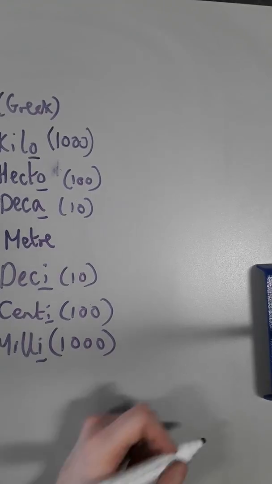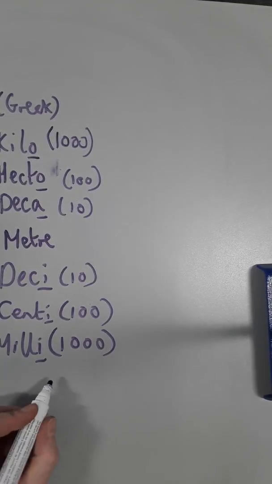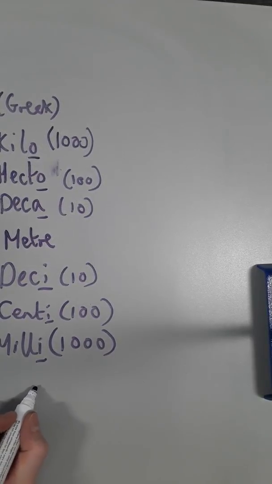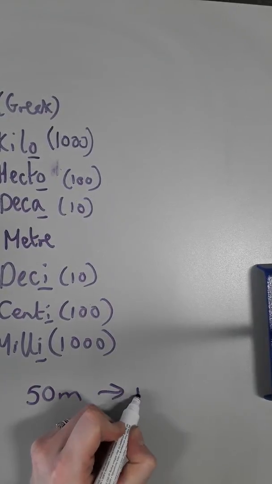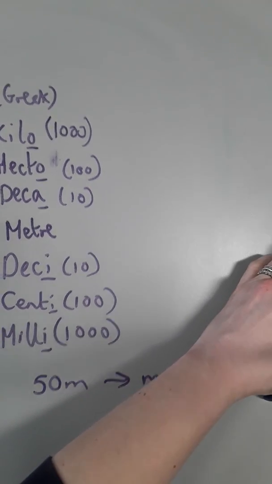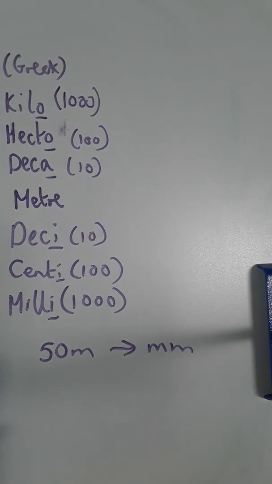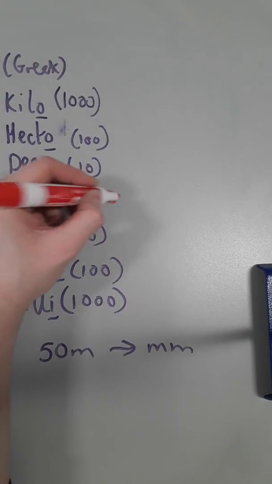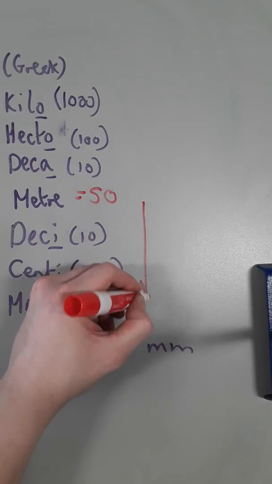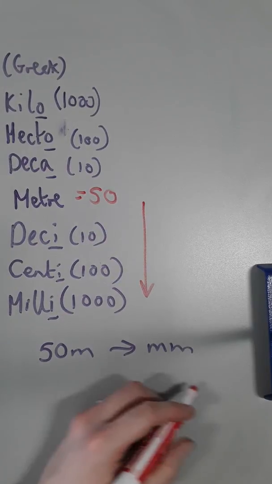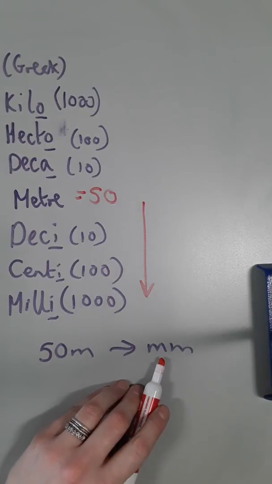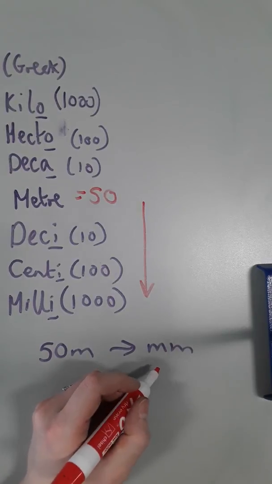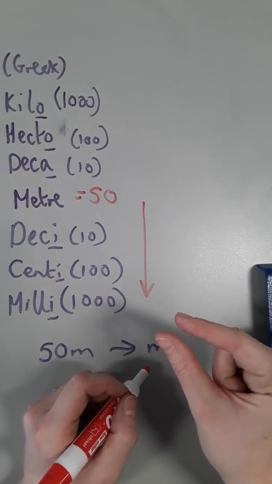Okay, so say for instance I had 50 metres and I wanted it into millimetres. I'm just going to move this down slightly. Okay. Now, 50 metres, and it has to go into millimetres. So a good thing to start with is, are you going to have more millimetres than metres? Well, we are, because they're smaller, so lots of those are going to fit into a metre.